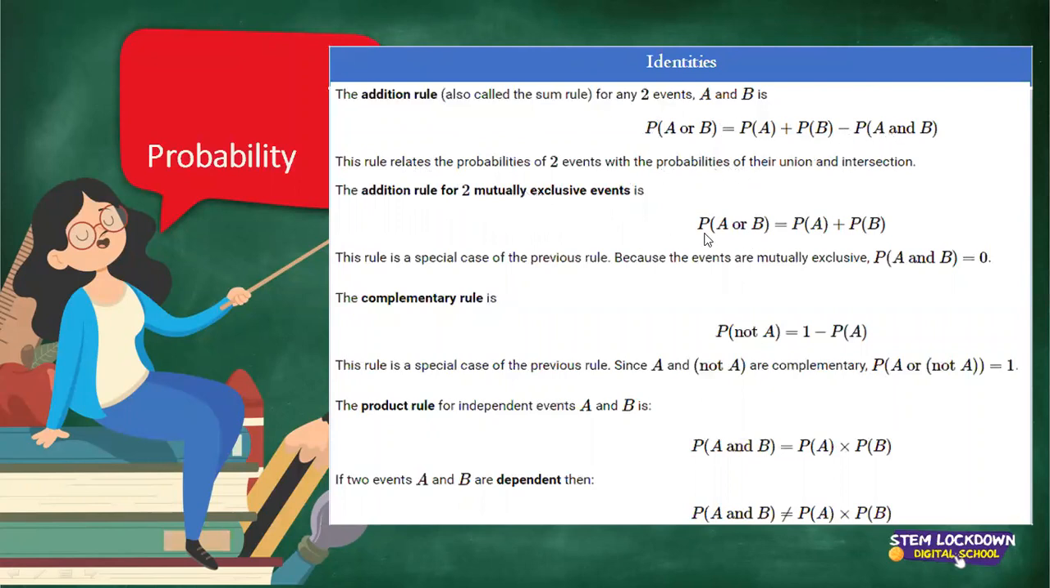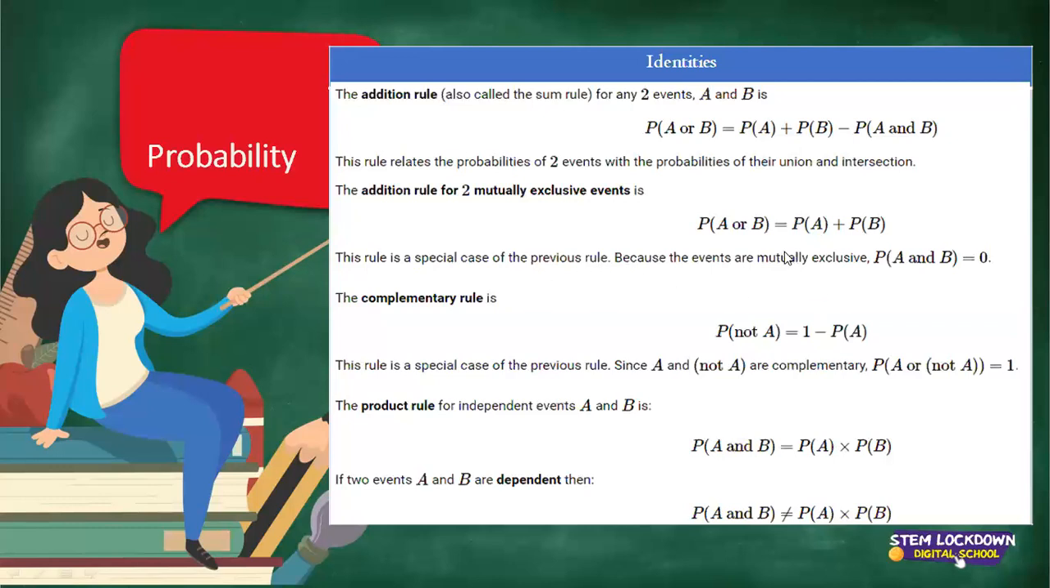Right. But for an exclusive event, the addition rule changes. When events are mutually exclusive, it implies that those two events cannot take place at the same time, meaning the probability of the two events taking place at the same time equals 0, because the two events cannot possibly take place at the same time. So the rule reduces. This rule is a special case of the previous rule.